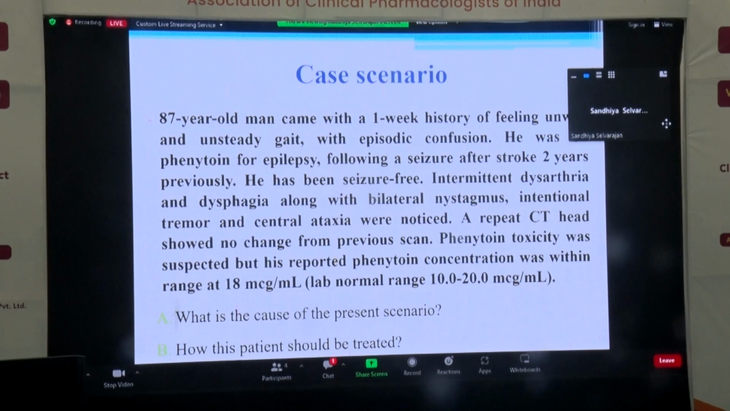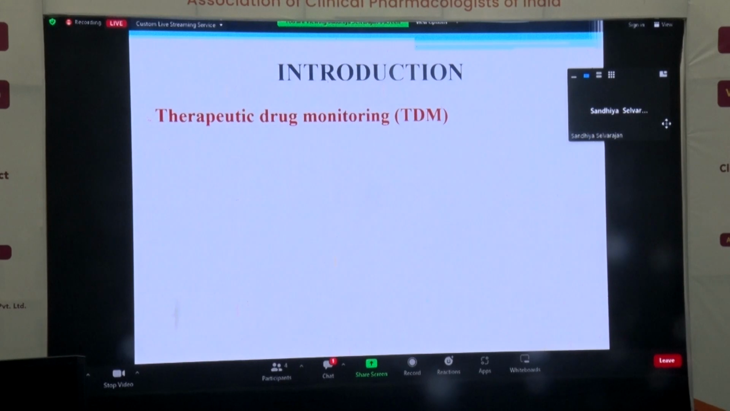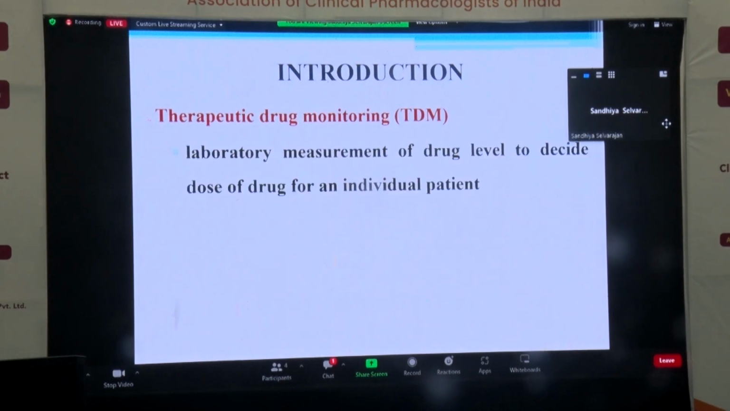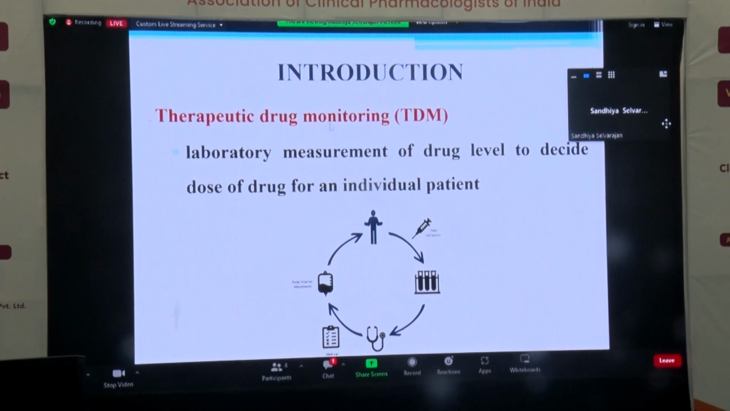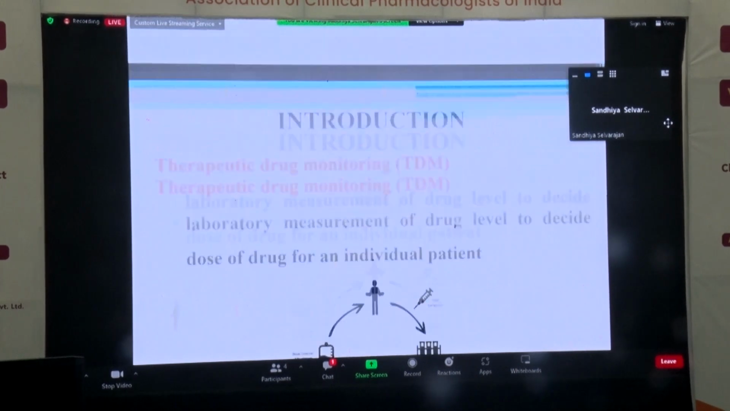So with this, let us move on to what is TDM and what are the uses of TDM. What is TDM? In simple definition, it is nothing but measurement of drug level to decide the dose of a drug for an individual patient. So when we give a drug to an individual patient, after some time we collect the blood sample and see the concentration of the drug in the plasma or serum, and then see whether it is within the therapeutic range and whether we should change the dose or keep the same dose for the patient while we decide the next dose. So this is the basis of therapeutic drug monitoring.